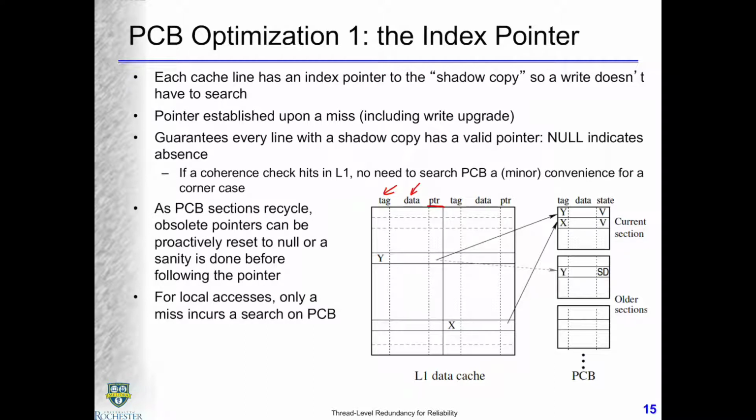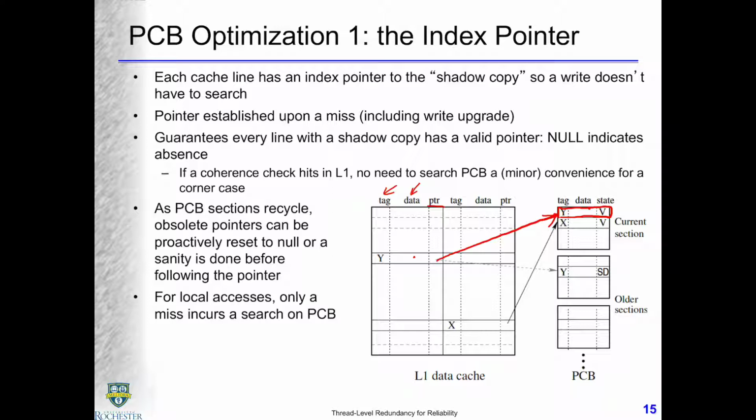But accessing it is a completely different story. So if I have a pointer, every cache line that exists in the PCB will have a pointer to connect the cache line version to the PCB version. How does that help? Well, suppose I have a cache line Y, and I already wrote something to it, and I therefore created a copy of it in the current section in my PCB. Next time I write to a different word, I simply follow this and update that word. I don't have to search.